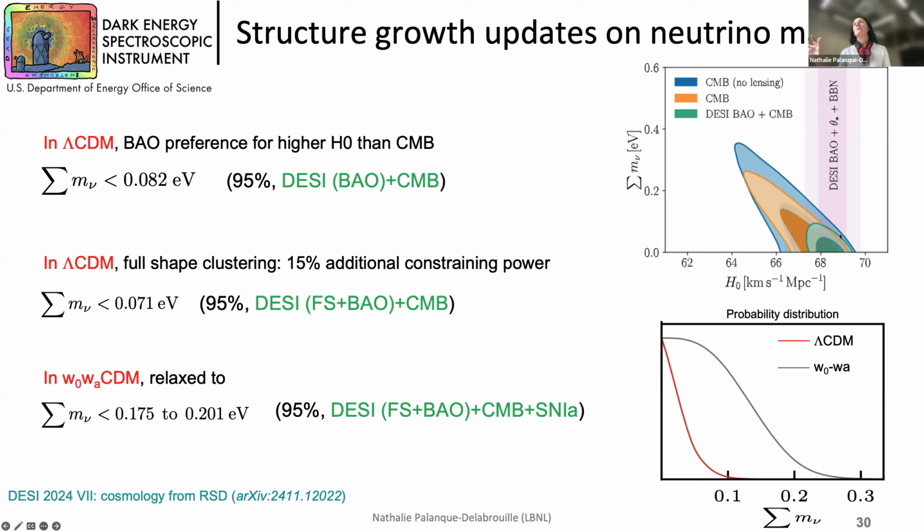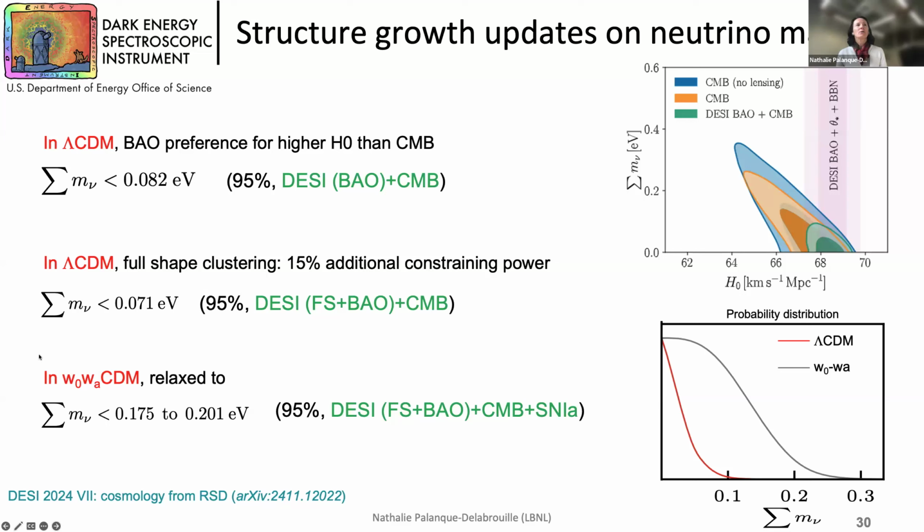And because the value of h naught constrained by DESI is pretty high compared to what CMB would prefer, this puts a pretty tight upper bound on the sum of the neutrino masses, to 0.08 electron volts using DESI and CMB. And we can also even tighten this information using the full clustering information, down to 0.07 electron volts, with adding the information on all scales.